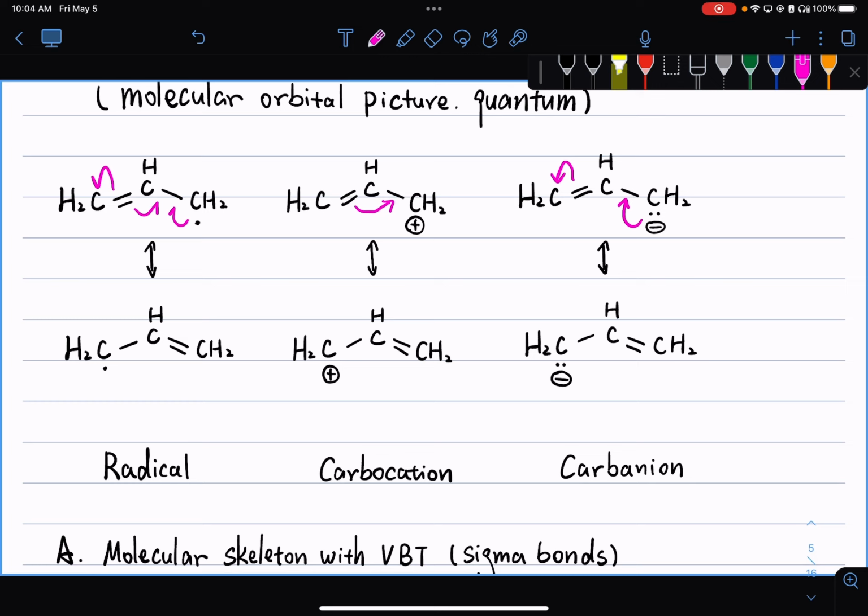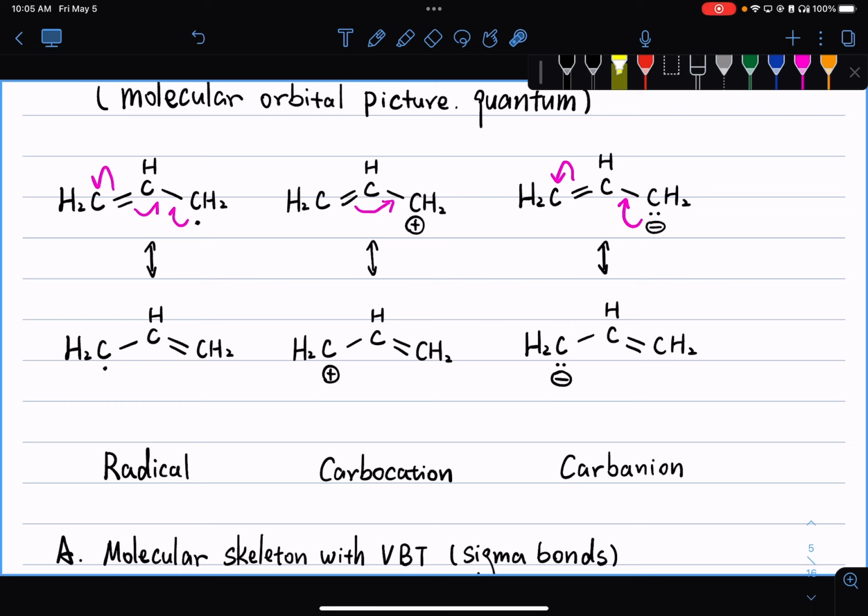These three are the big groups of reactive intermediates organic chemists talk about a lot, and all three of them are strongly stabilized by the allylic group. Again, when we say stabilized by the allylic group, we're just saying that next to that reactive intermediate, we have a double bond adjacent to it. So in the classical picture, we were saying we have a resonance structure that can stabilize it.